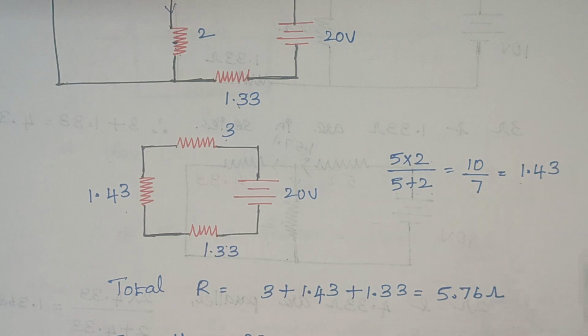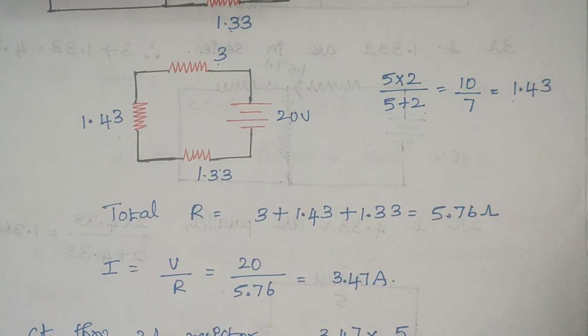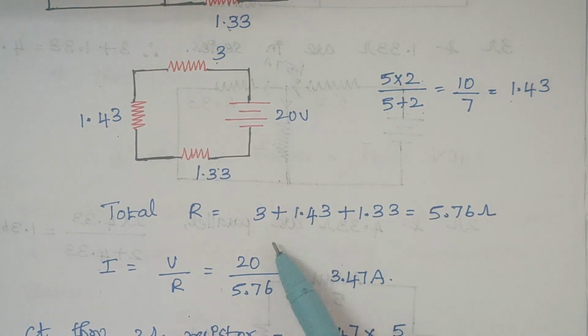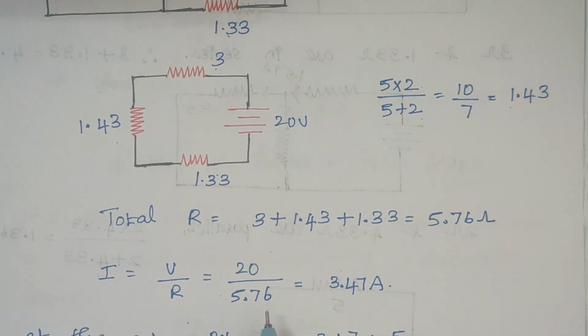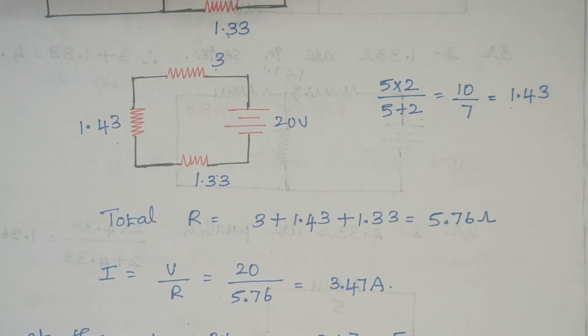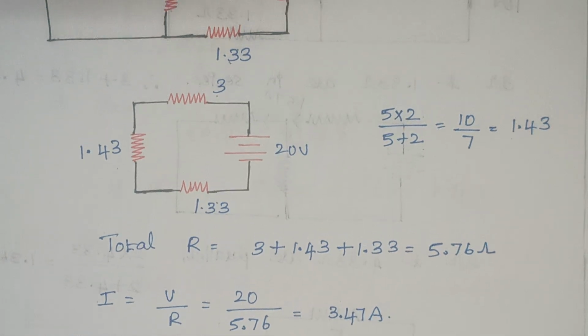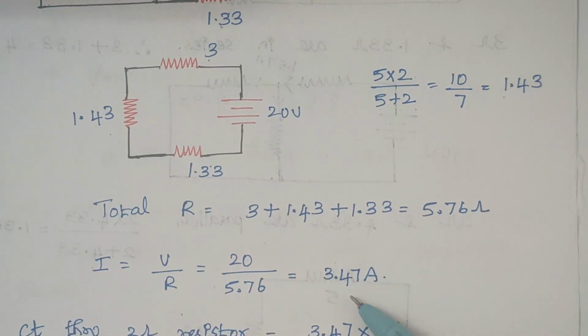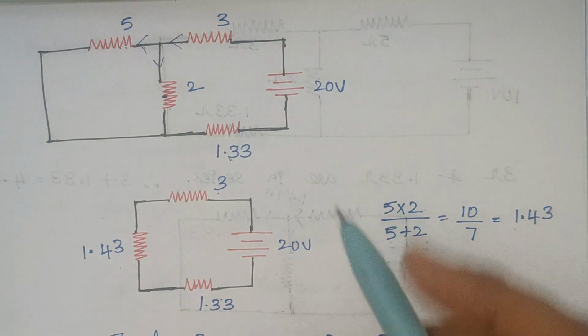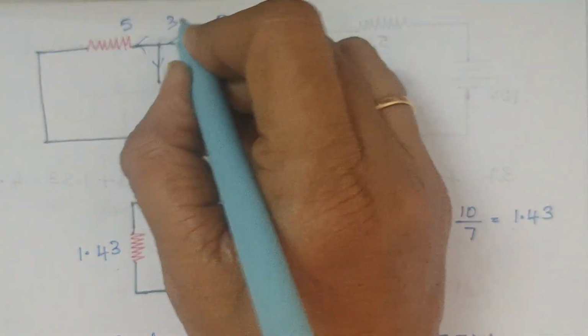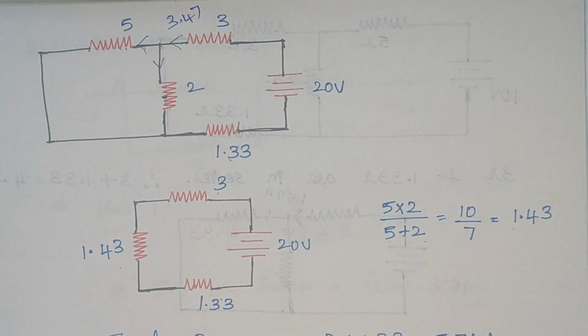So how to calculate the current? The value of current is given by V by R. So 20 divided by 5.76. So that gives the answer as 3.47 amps here, right. Now, but actually we need the current that flows through these 2 ohms, right. So here the total current is 3.47 amps, right.